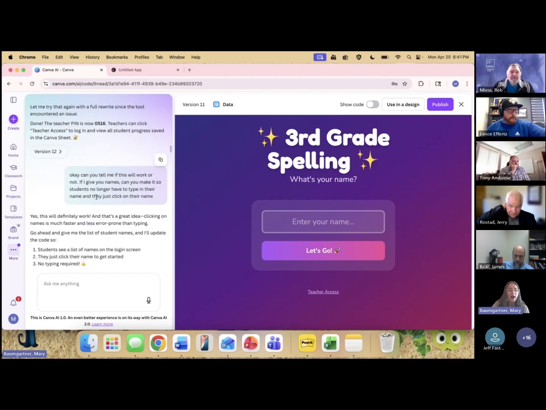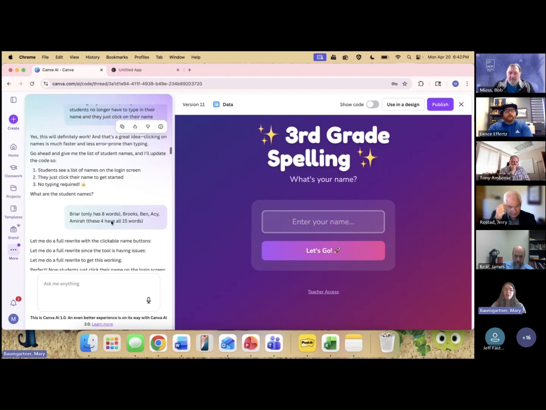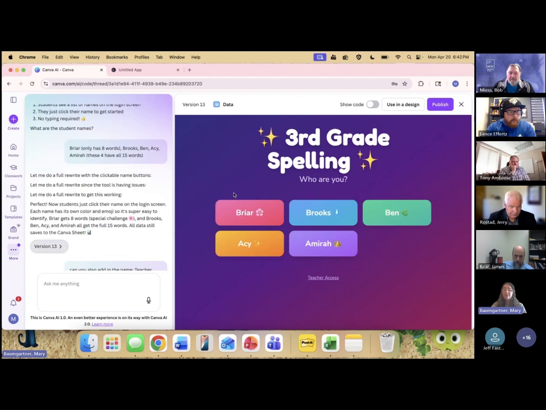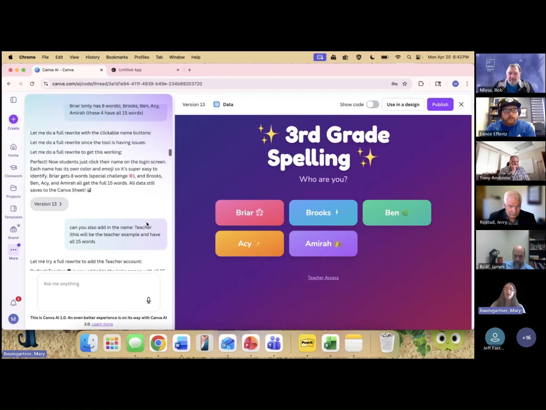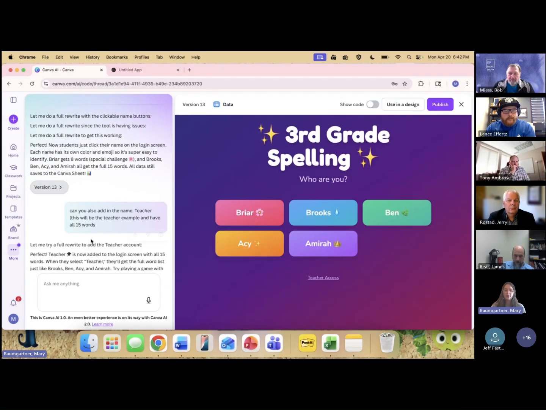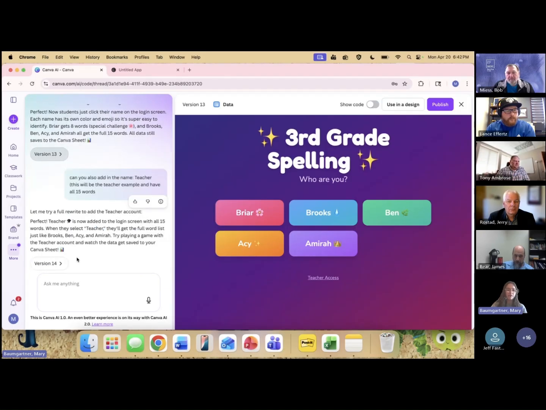And then I changed it so that instead of typing in their names, students would just click on their name. I thought this was a lot easier. But immediately I was like, okay, getting rid of the emojis, one less distraction. And I wanted to add on a teacher option so that when I was showing them all of this, I could click on teacher instead of their names.